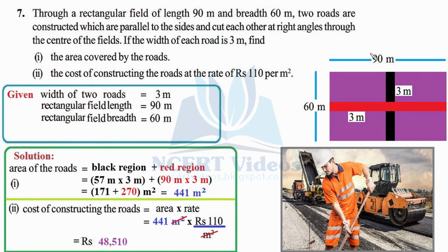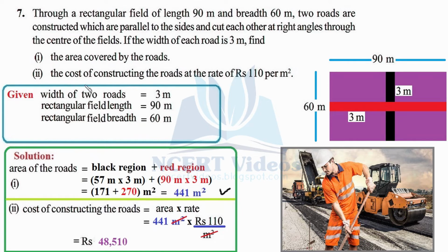And then here length is 90 meter and this width is 3 meter because the width is same. So we have to solve it. 7 3s are 21, 5 3s are 15, plus 2 is 17, plus 9 3s are 27, 1 0. Solve it. This is 441 meter square. That is the area of roads.